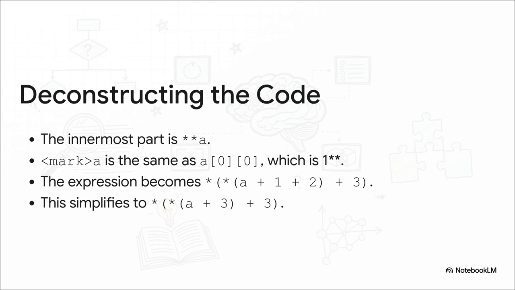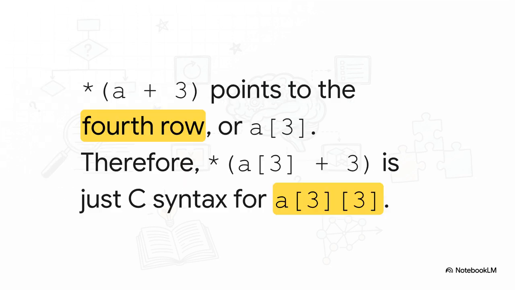So let's pretend the value there is 1. We just substitute that in. Now our expression becomes *(A + 1 + 2 + 3). That simplifies down to *(A + 3 + 3). See? Already looking a little less scary. So now we're left with this: *(*(A + 3) + 3).